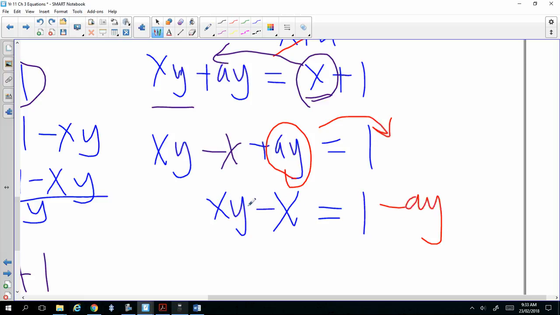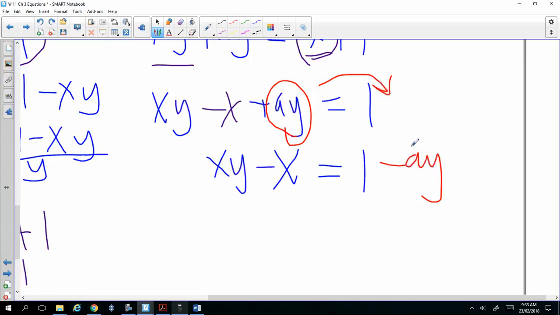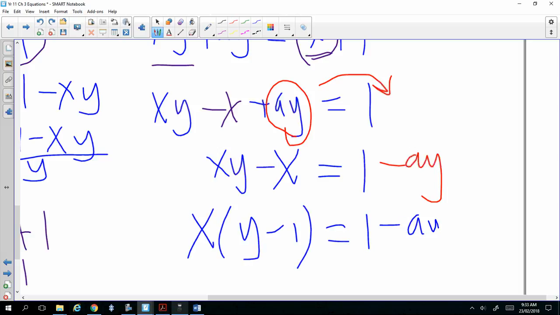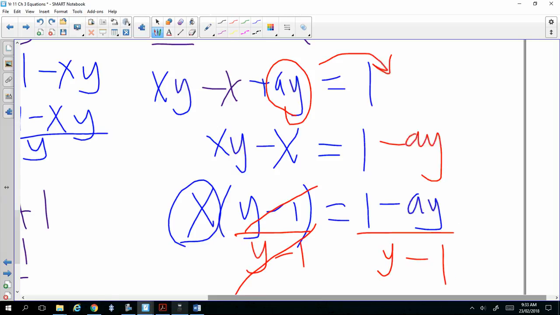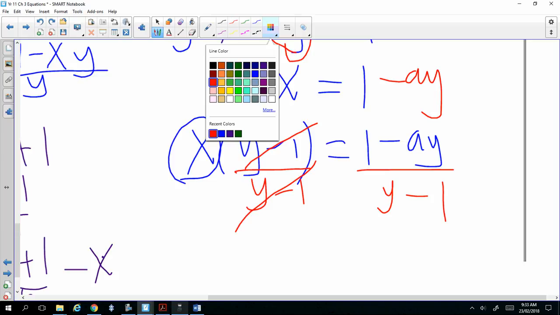Once you factorize, x is by itself, and all you have to do is divide both sides by y minus 1, which gets rid of the bracket entirely. So you end up getting x equals 1 minus ay over y minus 1, which will be your final answer. Alright, question.